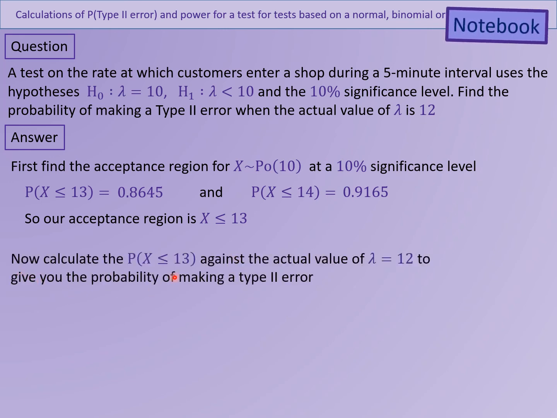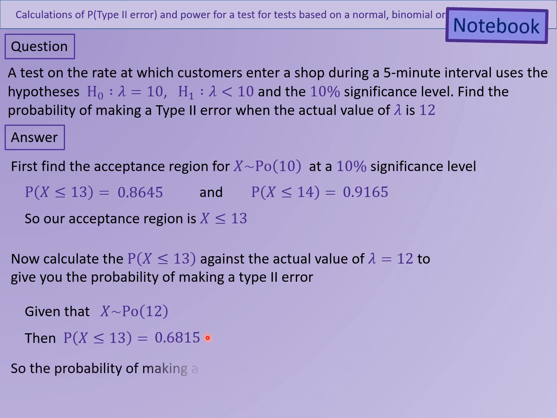Now I want to calculate what's the probability of getting less than 13 if the actual value is 12. So I'm checking my acceptance region against the new distribution. My new distribution is Poisson with mean 12. That's my new one. Last time it was 10. So the probability of getting less than 13, given the mean is 12, is about 0.6815. Now that value is the probability of making a type 2 error, about 68.2%.